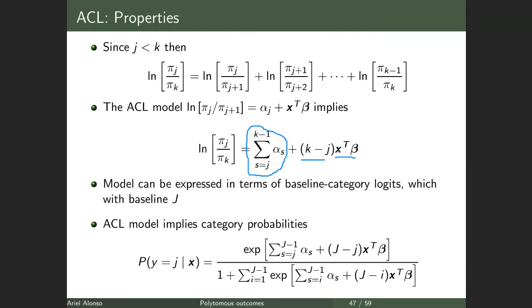If you look at this expression here, you see that this is very similar to a baseline category model. If you consider now the category k as the baseline, this is a baseline category model. So the model can be essentially expressed as a baseline category logit model. And here you will have the probability of having y equal to j if you use that model.